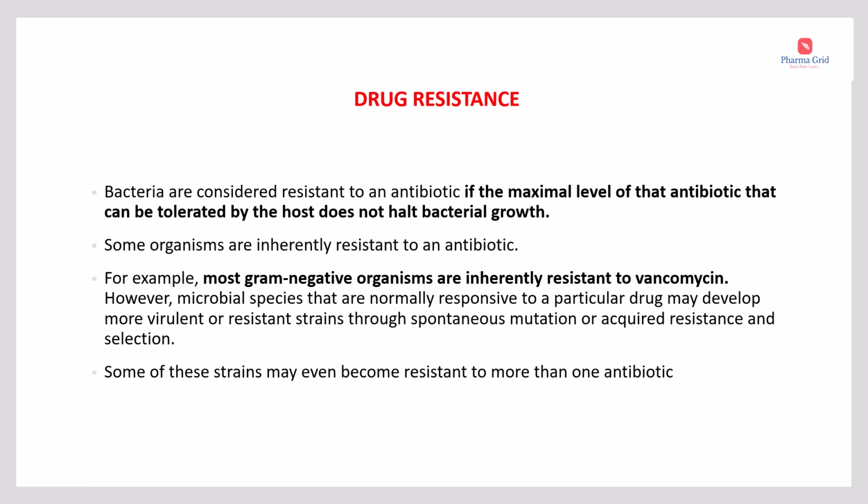Drug resistance. Bacteria are considered resistant to an antibiotic if the maximal level of that antibiotic that can be tolerated by the host does not halt or suppress bacterial growth. Some organisms are inherently resistant to an antibiotic. For example, most gram-negative organisms are inherently resistant to vancomycin. However, microbial species that are normally responsive to a particular drug may develop more virulent or resistant strains through spontaneous mutation or acquired resistance and selection. Some of these strains may even become resistant to more than one antibiotic.